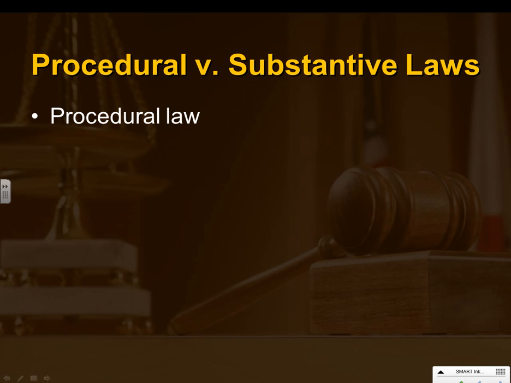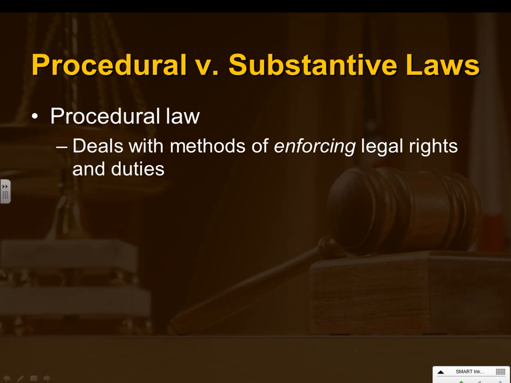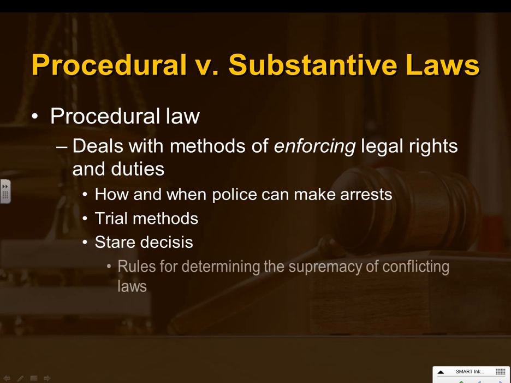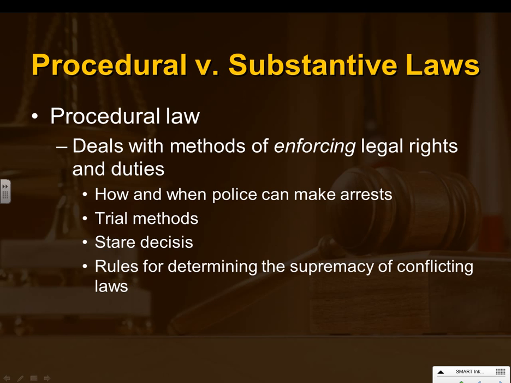Procedural law deals with methods of enforcing legal rights and duties. Laws that specify how and when police can make arrests and what methods can be used in a trial are procedural laws. Procedural laws determine whether equitable remedies, such as injunction, are available. The doctrine of stare decisis is a procedural law.